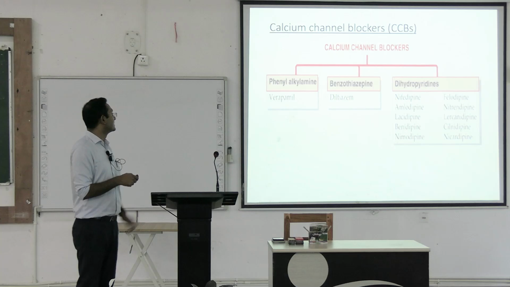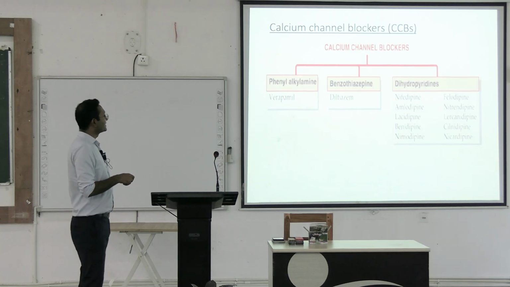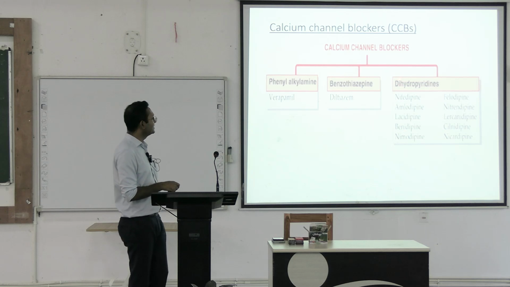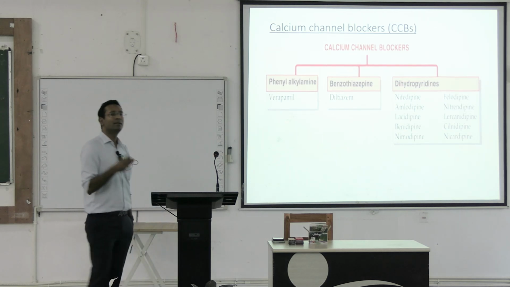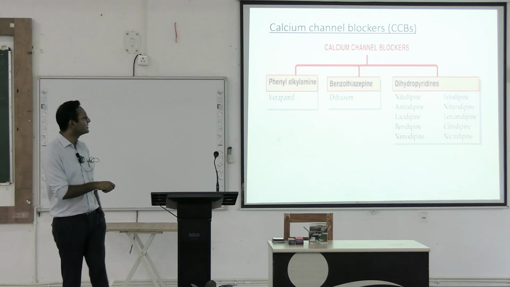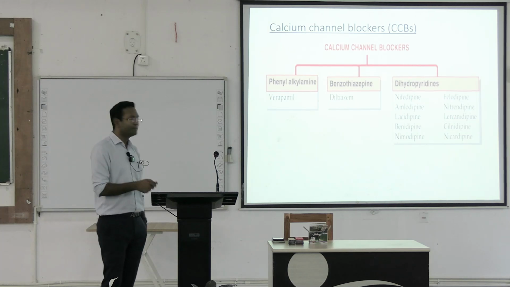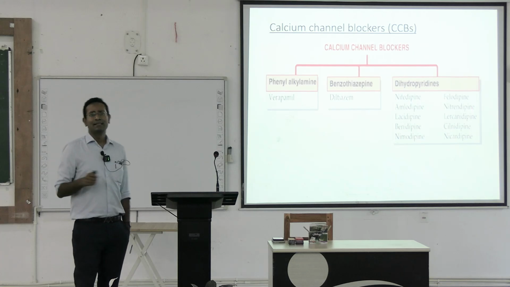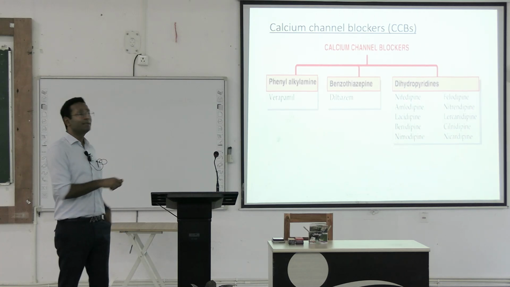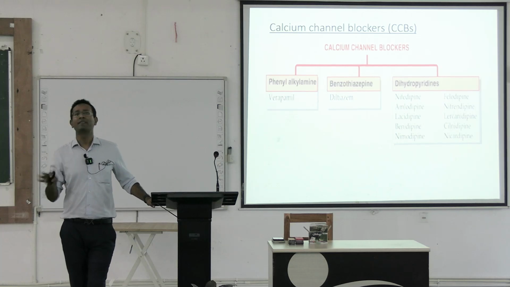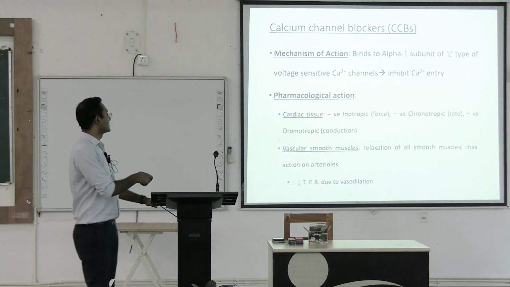Next are the CCBs. CCBs are of 3 types: phenylalkylamine like verapamil, or benzothiazepine like diltiazem. These 2 are commonly called non-DHPs, and the DHPs are nifedipine, amlodipine, clinidipine, nicardipine. Various drugs are available. DHPs are generally long-acting, especially amlodipine. Nifedipine is a short-acting DHP, preferably avoided in angina patients.